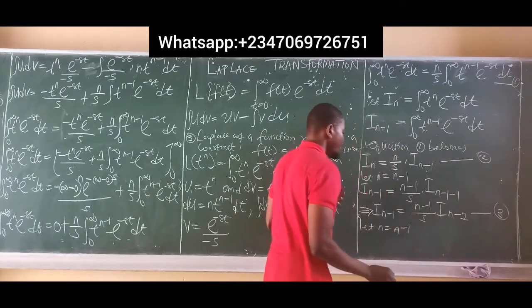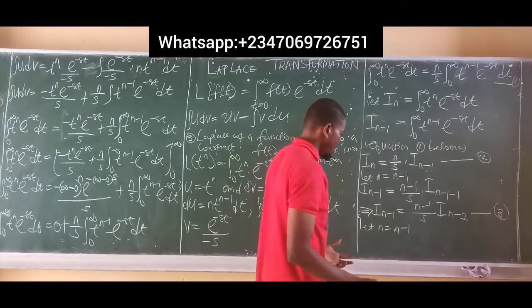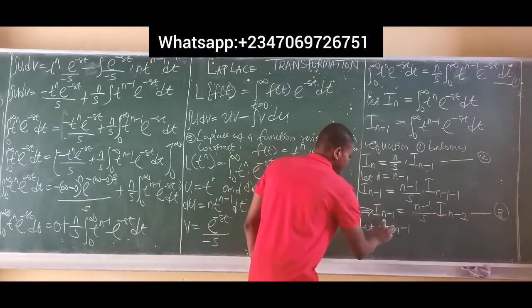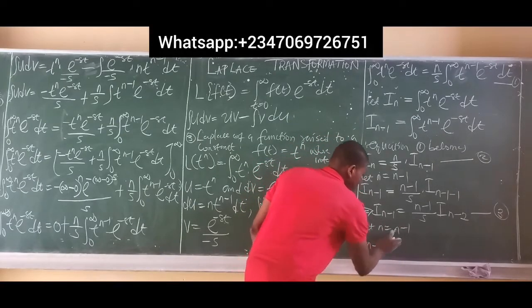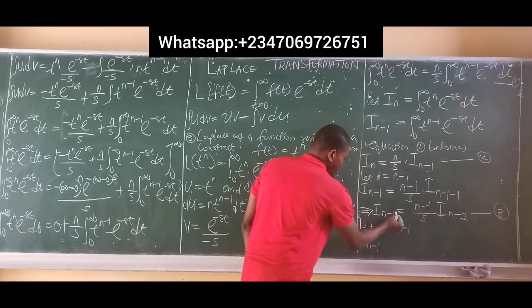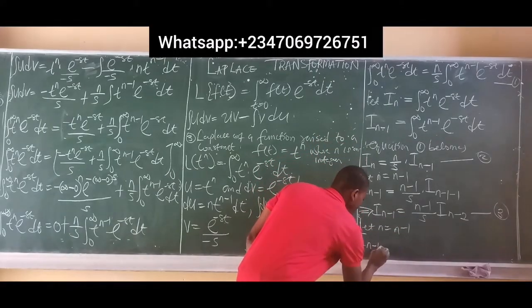N minus 1. So wherever you see n, put in the value as n minus 1. Now I have here n minus 1. This becomes n minus 1. We said let n be n minus 1, but not forgetting there's minus 1 here, so it becomes minus 1.